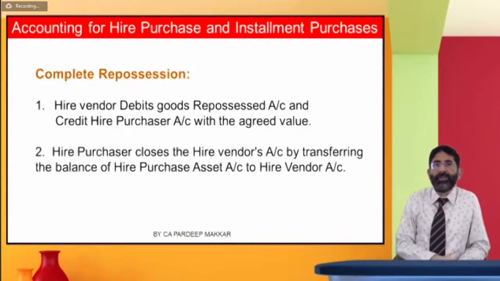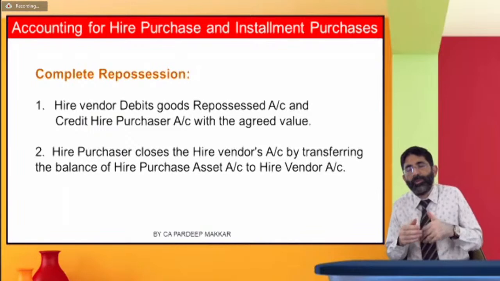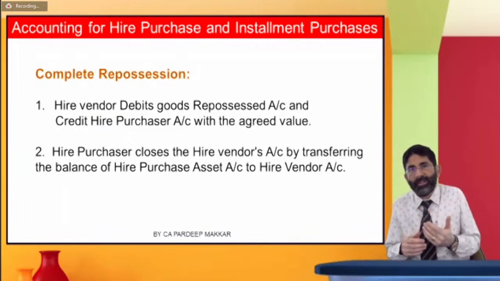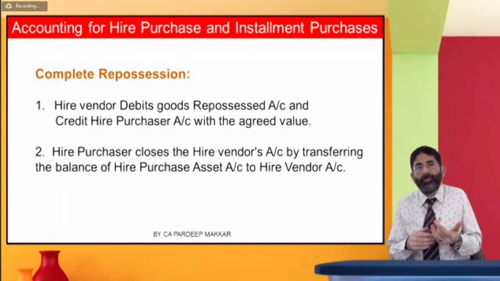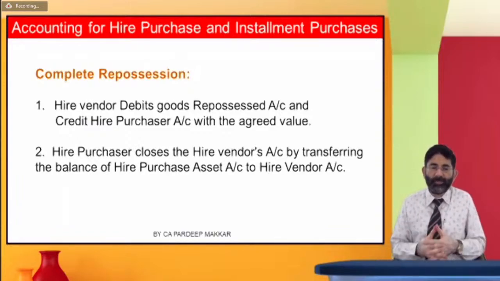The hire purchaser will also close his books by transferring the outstanding balance, the amount payable to the vendor, to the debit of the vendor account. Hire vendor account debit to hire purchase asset account. It means he will credit the asset, because now the asset will not remain with him. He will have to give back the asset. So the asset will be credited, and the vendor will be debited. So debit the receiver, credit what goes out. The concept will be applied.